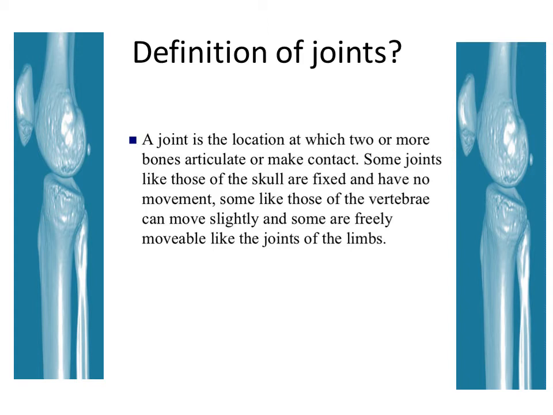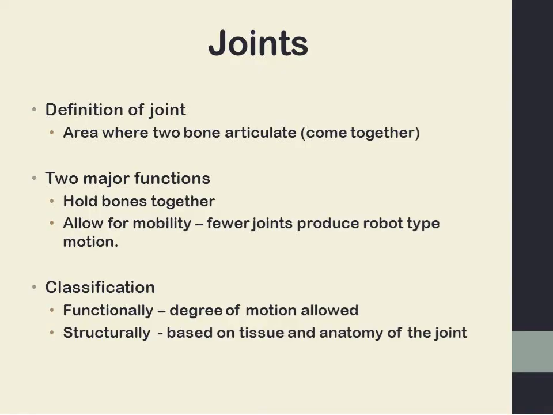So, what are joints? Well, a joint is the location at which two or more bones articulate or make contact. Some joints, like those of the skull, are fixed and have no movement. Some, like those of the vertebrae, can move slightly, and some are freely movable, like the joints of the limbs. Moreover, a simpler definition for joints would be the area where two bones articulate.